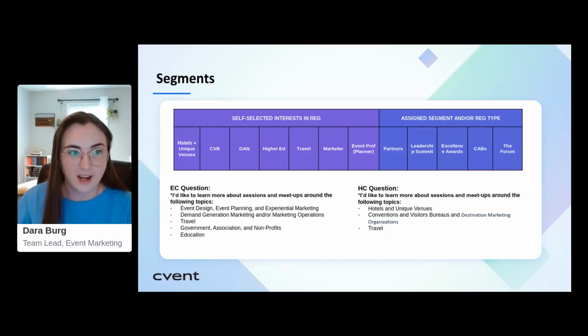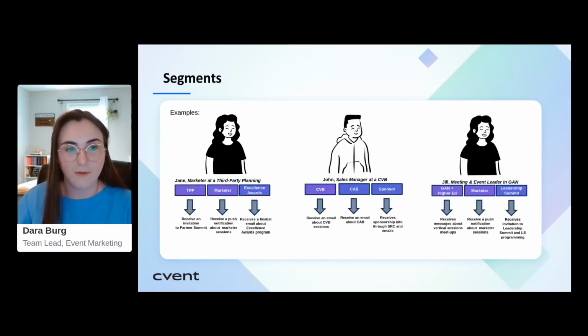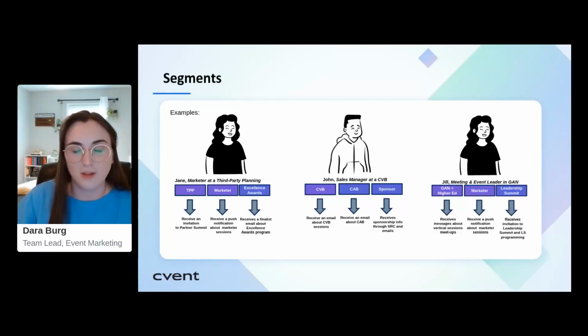So the interesting thing here is that some folks fall into more than one bucket. So for example, maybe they are a marketer at a third-party planning agency. So they're going to be interested in a lot of different tracks, but something like segments in the back end of our registration really helps us organize all of the interests of a single person. So for example, if there's a CVB that attends, maybe they're both a sponsor and they're going to attend some sessions, and they might also be interested in some of the networking opportunities. So we want to get all of that information in the upfront registration to make sure that we can accurately market to them afterwards.